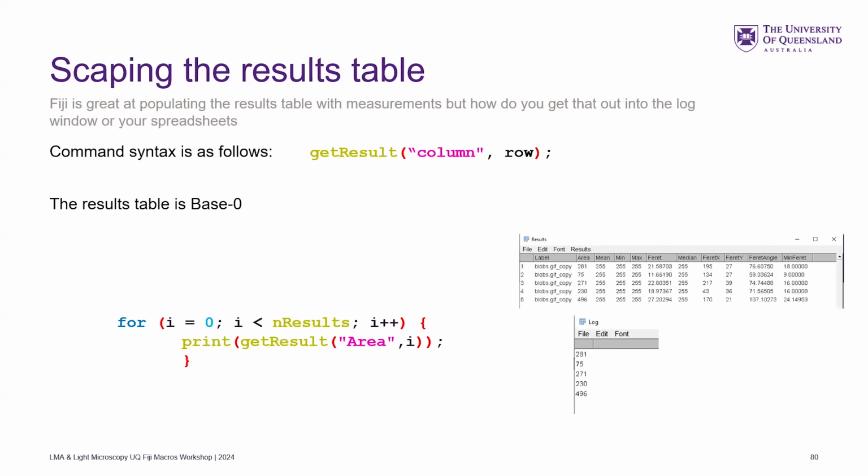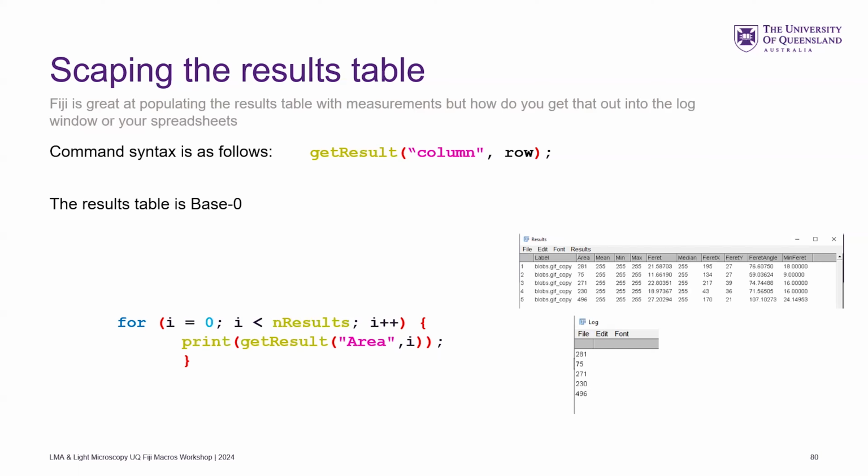So here, say I've opened the blobs example image, and I've obviously got all the ROIs. The nResults command will say that there are 5 things here. So basically, 5 times, go to the first row, get the area, and print it. And then it goes to the second one, third one, etc. Right?